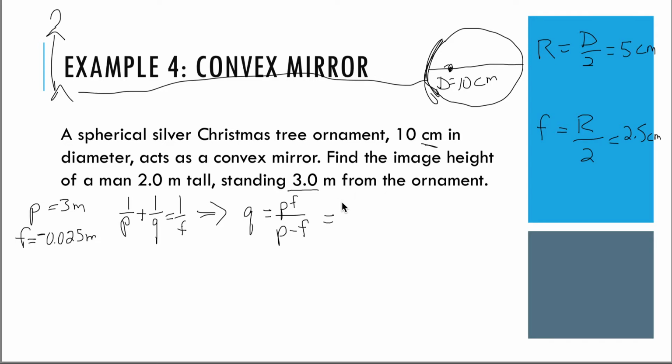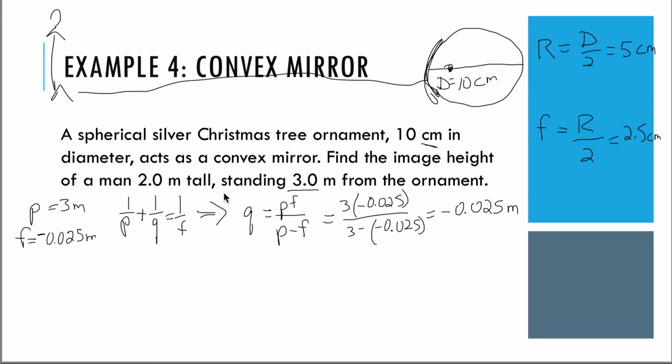So now we can plug in our numbers. 3 times negative 0.025 divided by 3 minus a negative 0.025. And when we do that, we get negative 0.025. That seems strange, right? We'll talk about that result in just a second. So the image distance is negative 0.025.